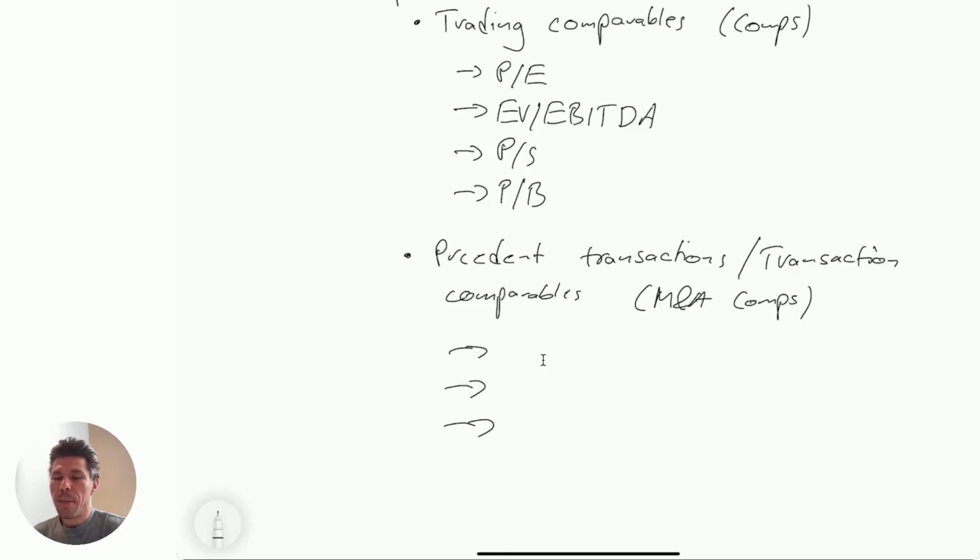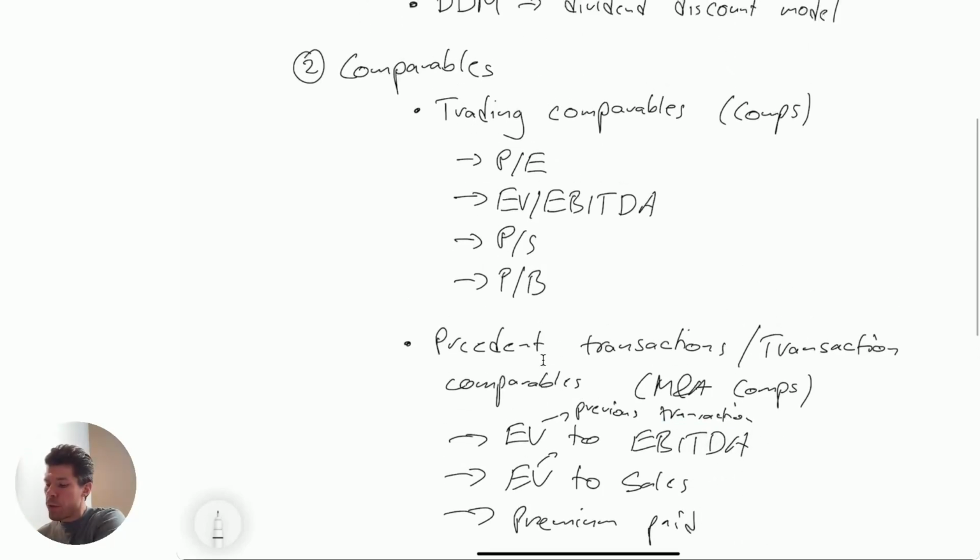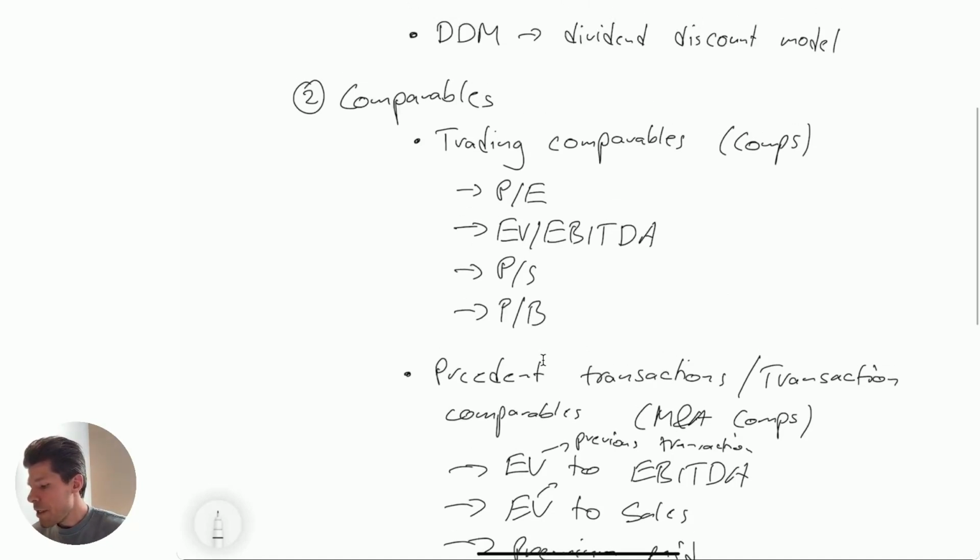So we are looking at similar figures, but not from a company perspective. We are looking at what was the price paid for the companies. So EV to EBITDA, EV to sales, and then premium paid. EV would be the previous transaction, and EBITDA is then the figure of the other company that we use to compare with our EBITDA figure.